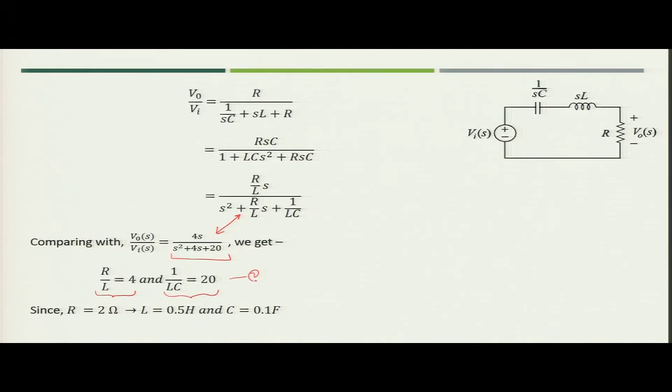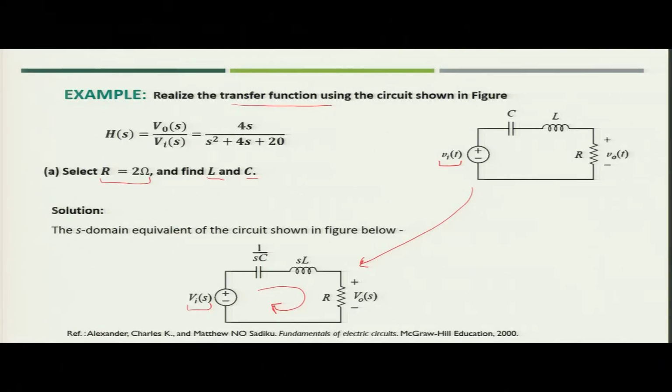Here again you have two equations, but you have three unknowns. So, we fix the value of R as 2 ohm. When you fix the value of R as 2 ohm, you can simply get the value of L as 0.5 Henry and capacitance C as 0.1 farad. So, with this particular process, you can easily find out the values of the unknowns. In this case the unknowns were C and L, and we fixed the value of R.